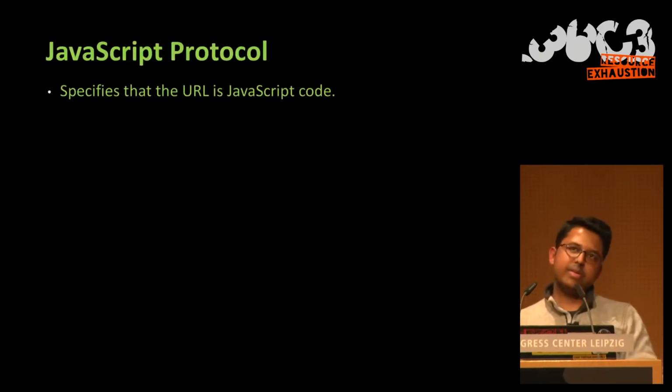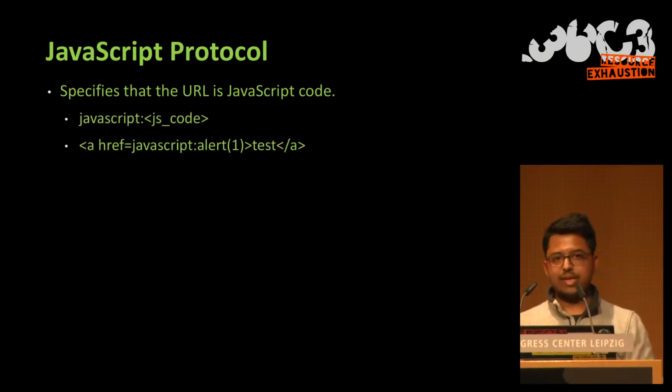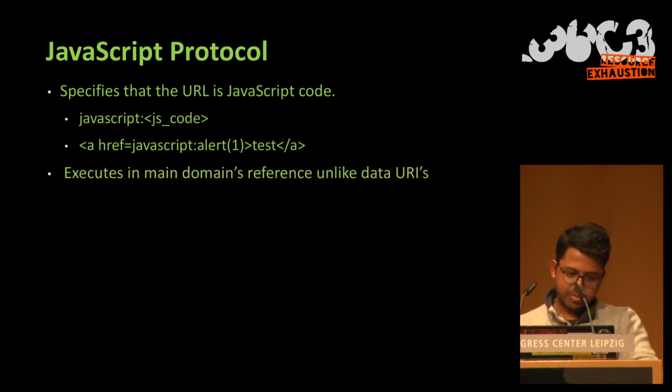The next idea that came to my mind was to use the JavaScript URI. A JavaScript URI is something that starts with the javascript protocol. It has a particular syntax: first javascript, then a colon, and then the JavaScript code. Here we have a simple example: as soon as the a href javascript:alert(1) gets rendered in the browser and you click on the test, a JavaScript alert will pop up in your browser.